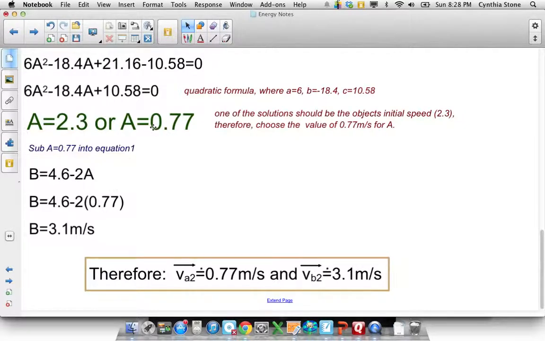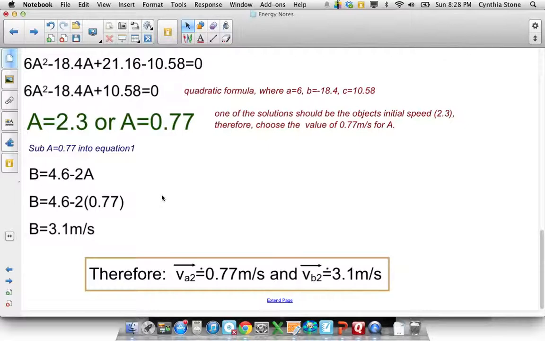It could be that A turned out to be negative. A could turn out to be negative, and that would be fine. Okay? You just sub it in here, you get your A, because that just means that A turned around and went the other direction, which sometimes happens. Okay? So there's my two answers, and let's just see if they make sense.